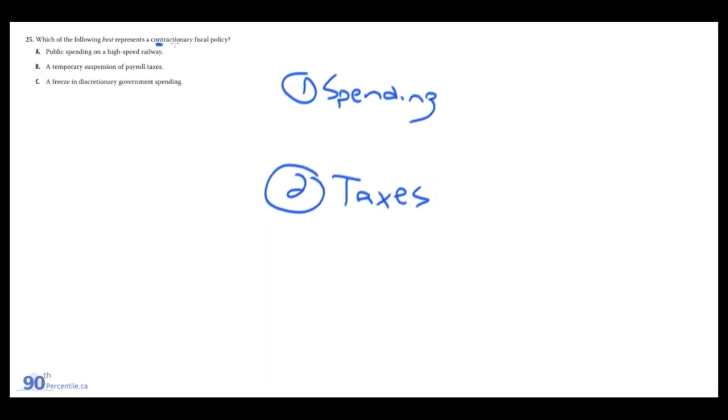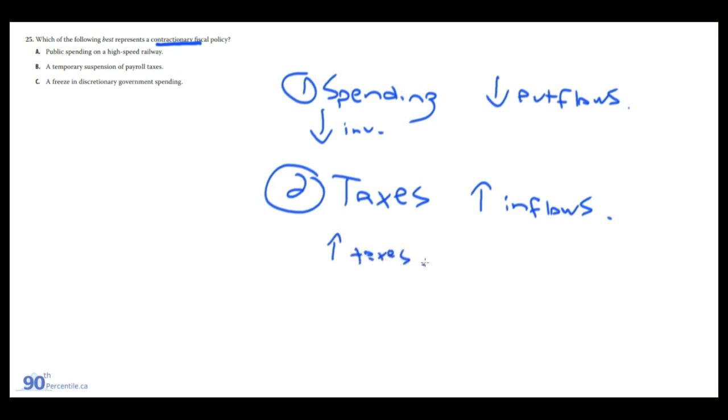Which of the following best represents contractionary fiscal policy? Public spending on a high-speed railway, a temporary suspension of payroll taxes, or a freeze in discretionary government spending. So the main two tools related to fiscal policy are a lot simpler than monetary policy. We have spending, which is outflows. This could be spending on infrastructure, spending on different industries, spending on whatever. And then we have taxes. So these are their inflows. So in order to engage in contractionary fiscal policy, they would be decreasing spending, so decreasing investment in highways, healthcare, whatever, and increasing taxes, which leaves less money in the economy.